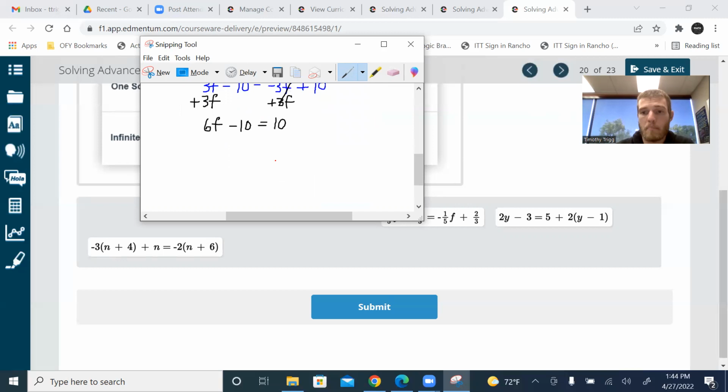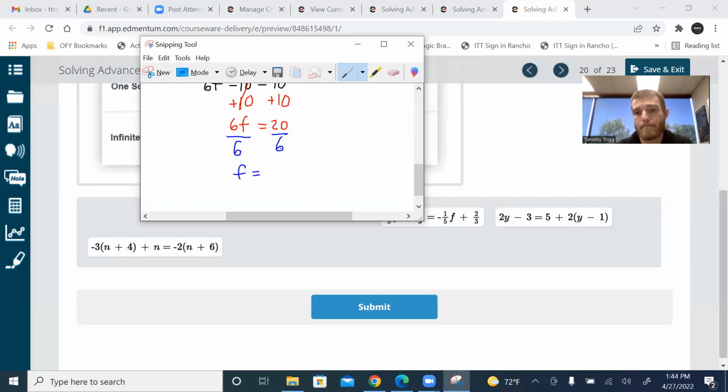To help me get f by itself, I need to get rid of this minus 10. Now, how do I get rid of minus 10? Well, you do the opposite operation, plus 10. Since I add 10 to one side, I have to add 10 to the other side of the equation, giving me 20 on the right. I still have 6f over here on the left. Finally, to get f by itself, we divide by 6 on both sides of the equation. That gives us f equals 20 over 6.